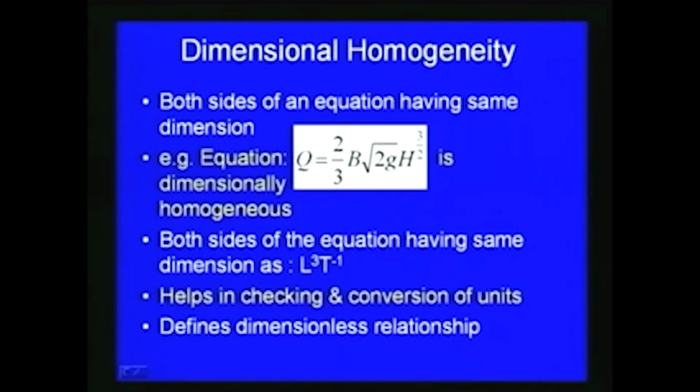So dimensional homogeneity gives an option for checking whether the equation derived is right, or for conversion of units from the FPS system to the SI system or the SI system to the FPS system. It also defines the dimensional relationship between various variables. So dimensional homogeneity is one of the important aspects in dimensional analysis, and dimensional analysis is based upon dimensional homogeneity.